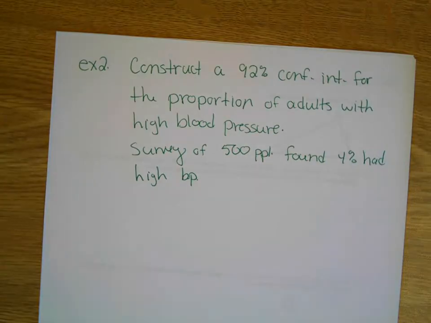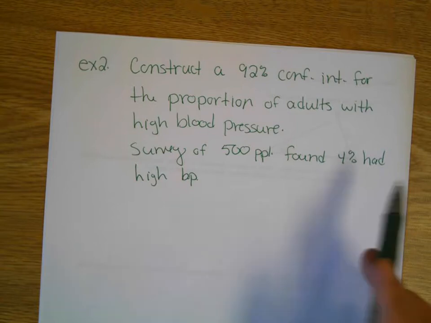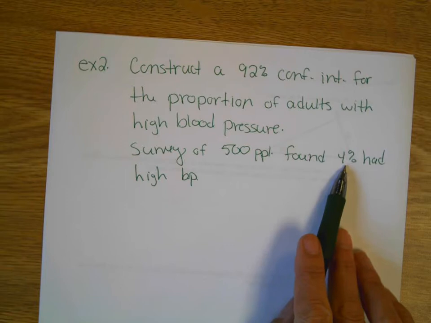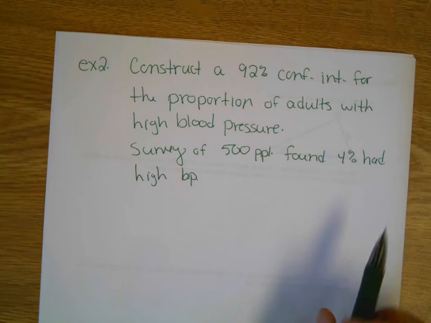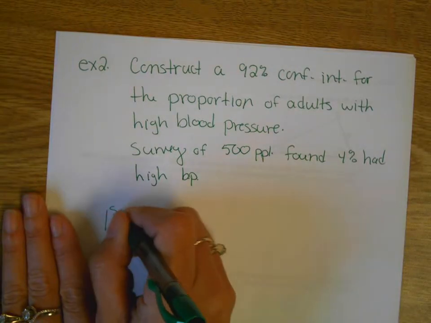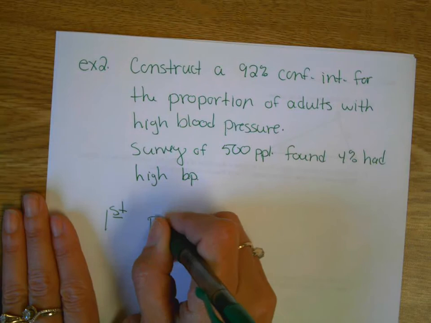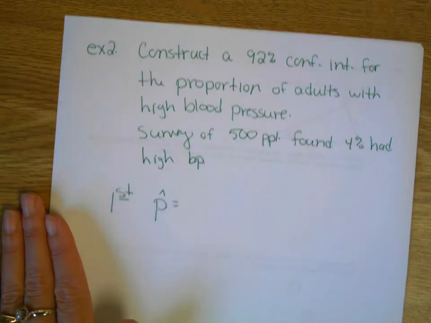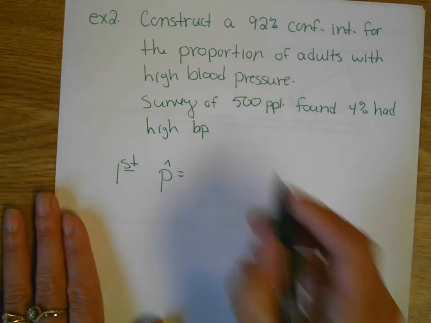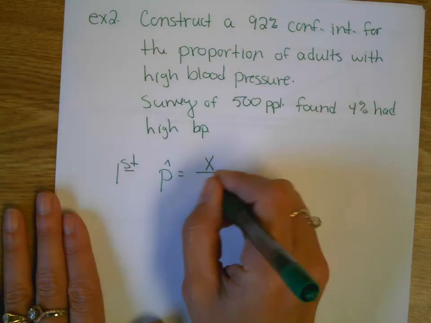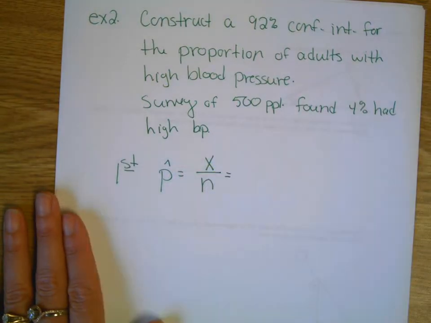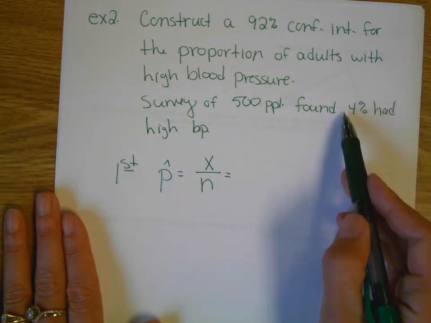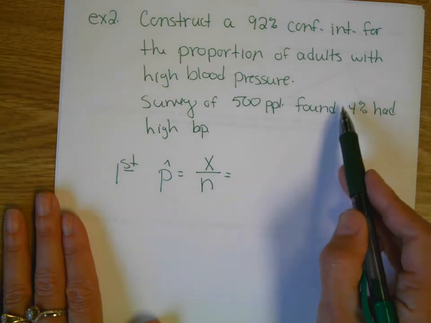So, two things in here make this different than example 1. First of all, it's a 92% confidence interval, and I didn't tell you how many successes there were. I actually gave you the percentage of successes. So, let's first find p hat. I said p hat was the number of successes divided by the sample size. Well, I don't really need the number of successes because I've already got p hat, the percent of successes.